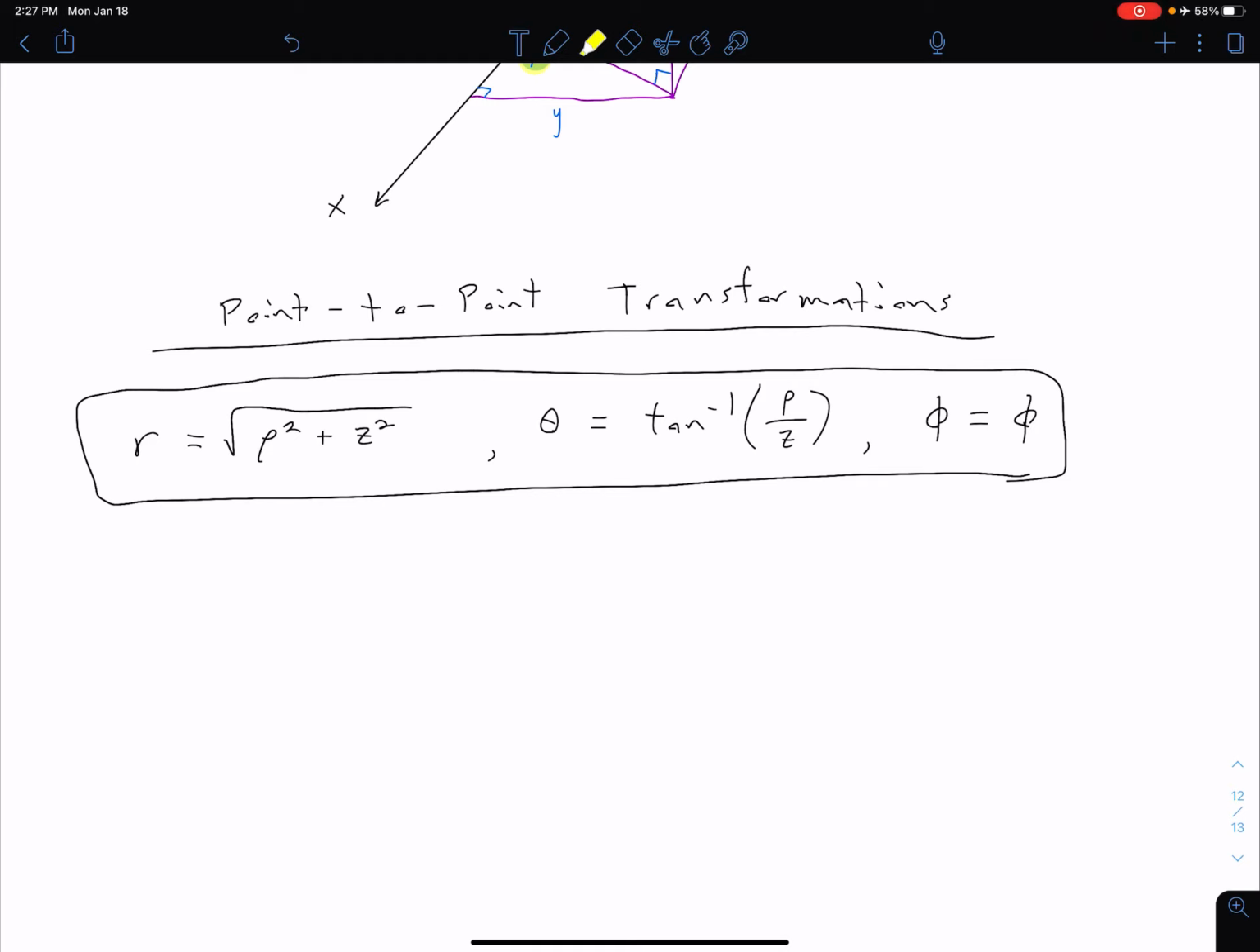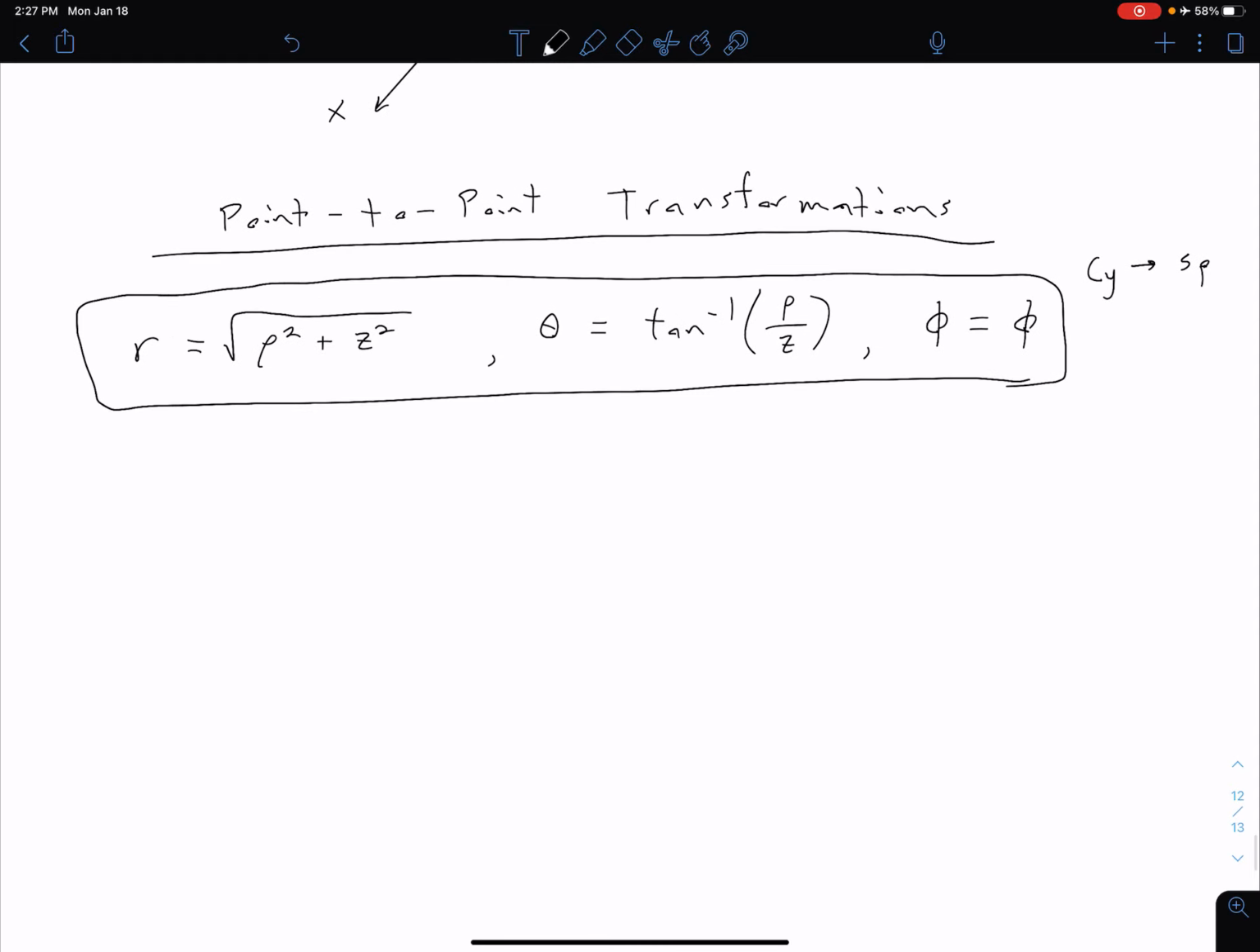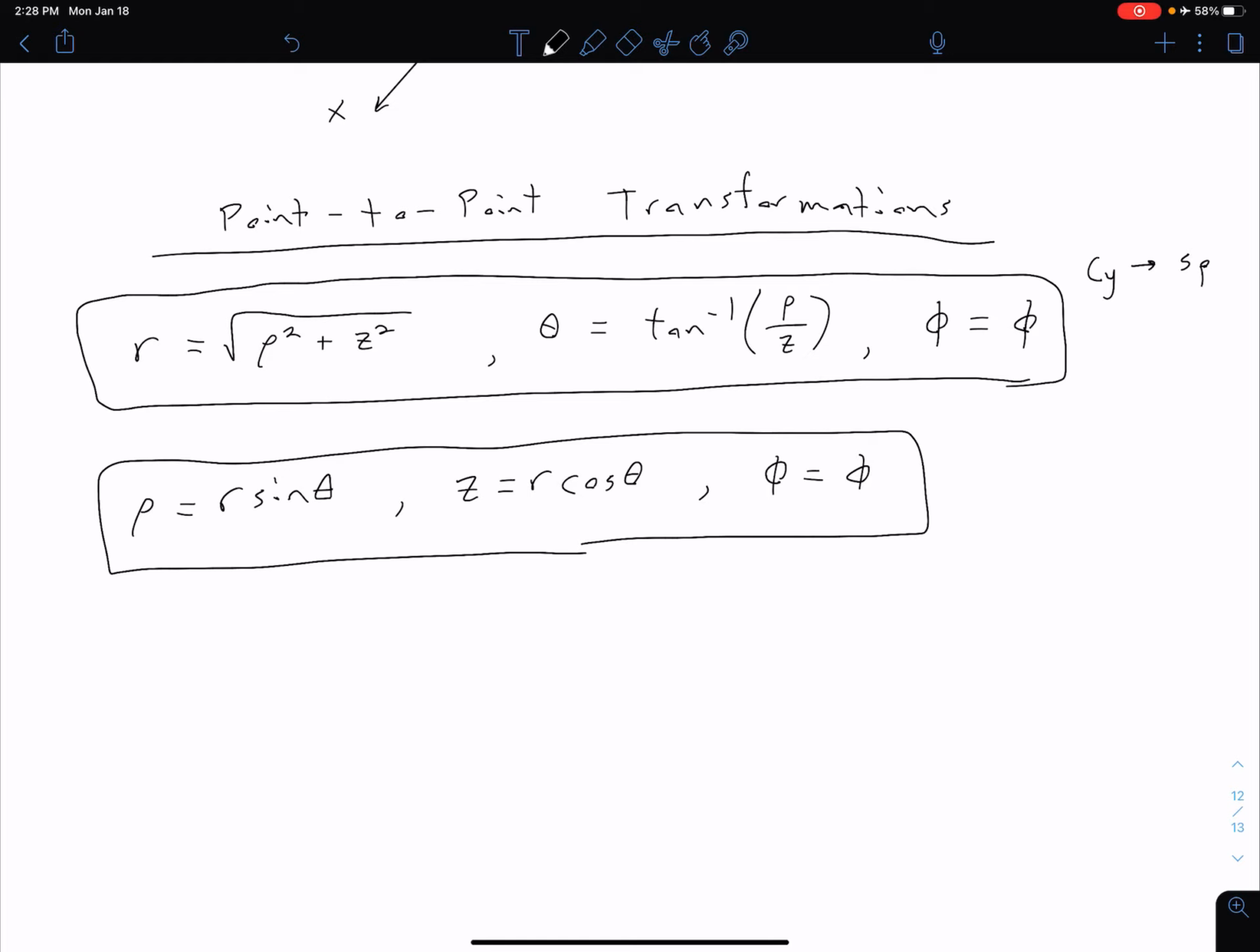We had x squared plus y squared, and we can substitute that with rho squared here, using that relationship between x, y, and rho. So this is if we had cylindrical and we wanted to go to spherical. But what if we wanted to go the other way? Again, using the figure above and trig, we can say that rho is equal to r times sine of theta. Our z is equal to r times cosine of theta. And again, our phi is just equal to phi. So this is if we were going from spherical to cylindrical. So that is for our point-to-point.